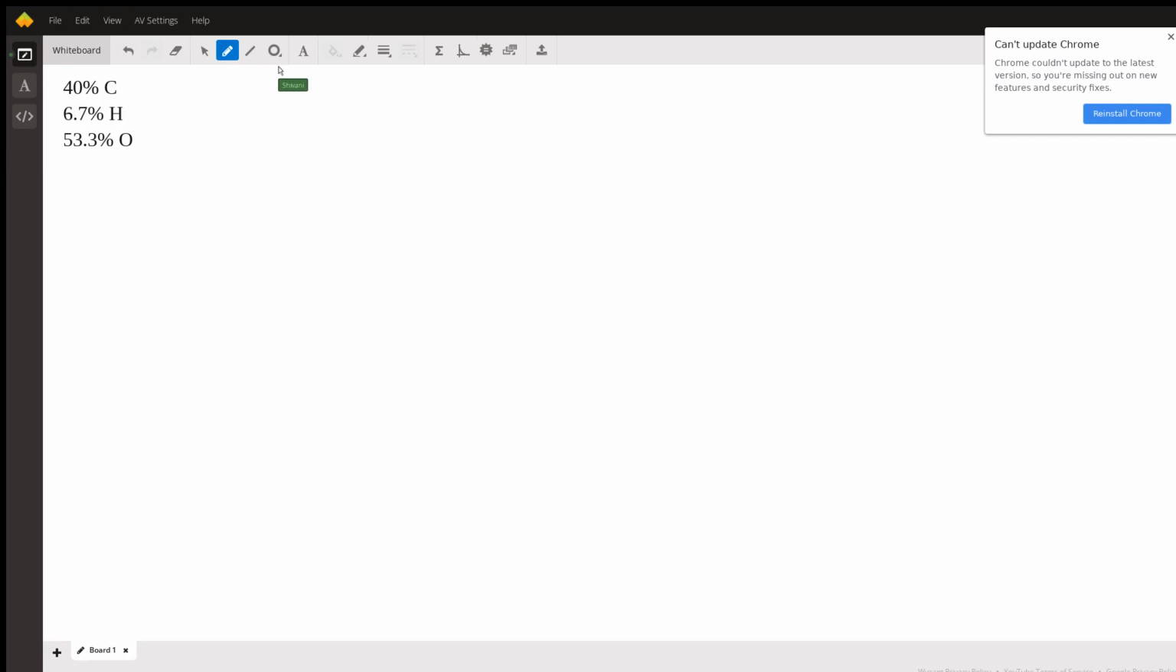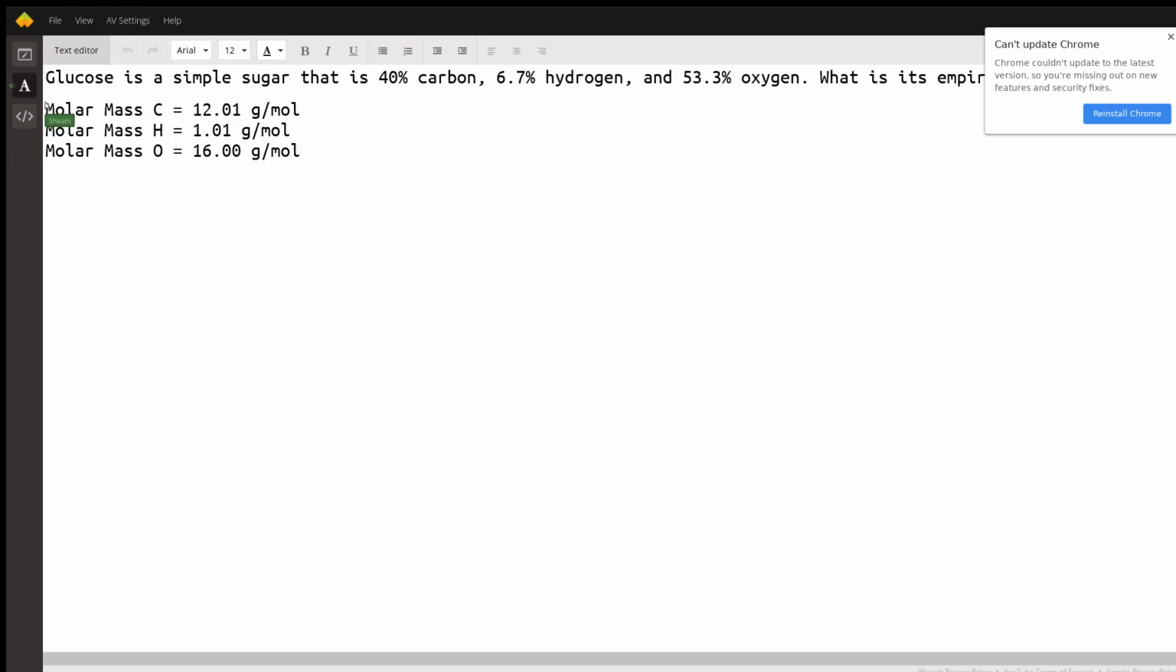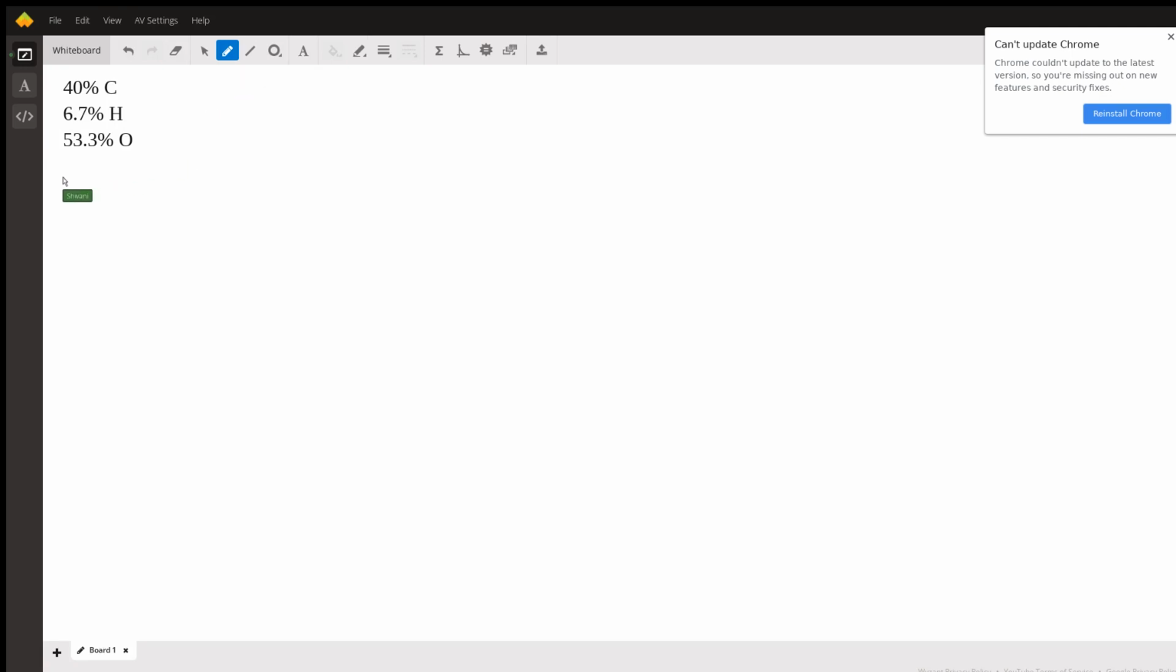So the first step in the percent composition problems is we need to assume a 100-gram sample. So this would mean that the sample has 40 grams carbon, 6.7 grams hydrogen, and 53.3 grams oxygen. Now, these percentages are not always going to add up to 100, but in most cases, we can assume a 100-gram sample to convert the percentages of the elements into their respective gram counterparts.